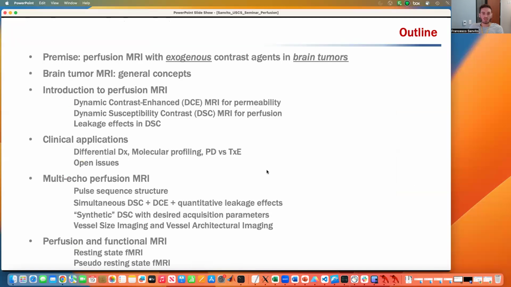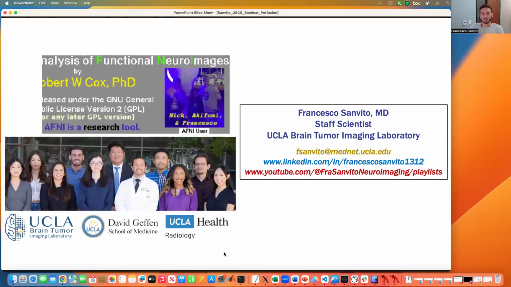So overall, we talked about brain tumors, we talked about perfusion MRI, DCE, DSC, and leakage effects that are already applicable in clinical practice, and we talked about the technical premises. We talked about clinical applications real fast, and then we went over multi-echo perfusion applications and how it can help to some extent to face the open issues. And then finally, very briefly, we introduced the concepts of pseudo-resting state.